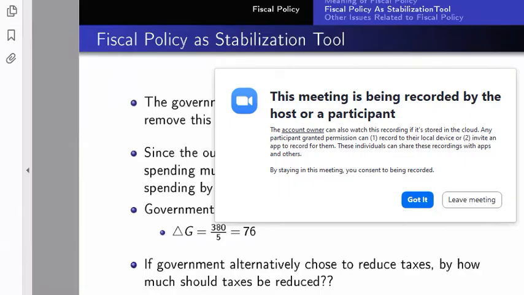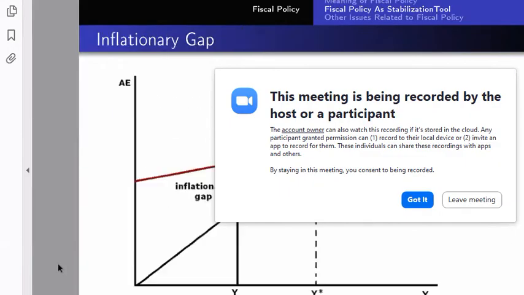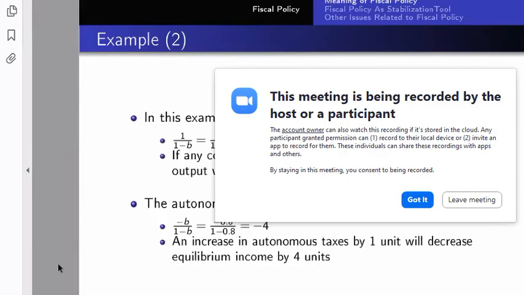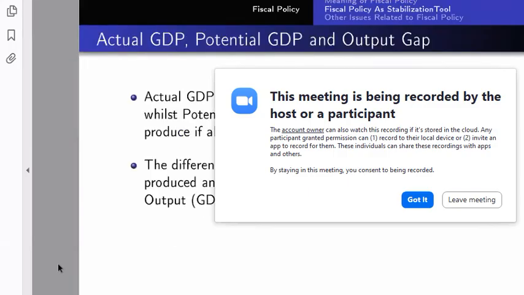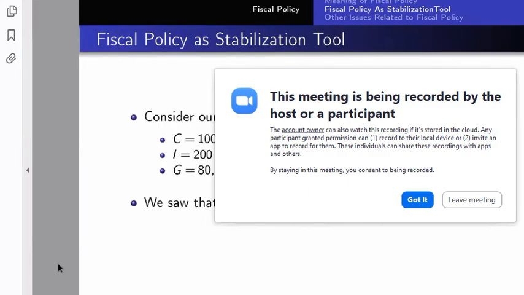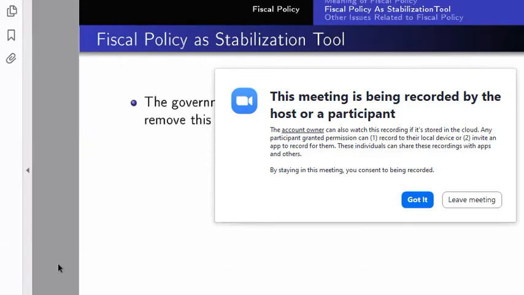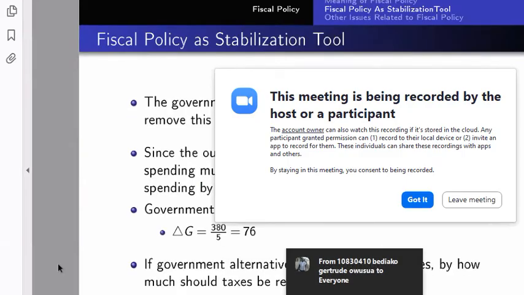Now, if the output gap is 380, by how much should taxes change? Calculate it for me. Don't forget that the autonomous tax multiplier is minus B over 1 minus B, and from the previous question it was equal to -4. So by how much should taxes change? 95. Exactly. Taxes must be reduced by 95.